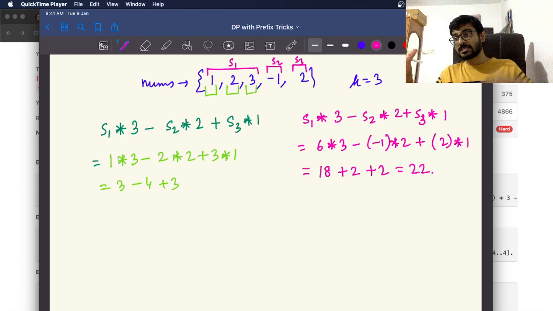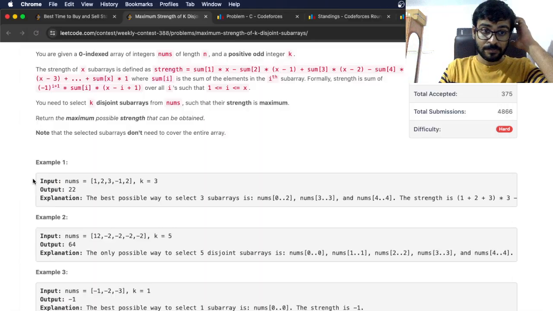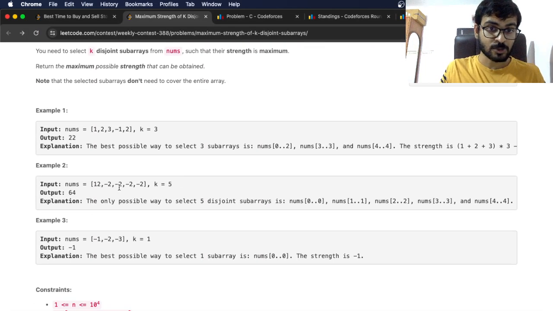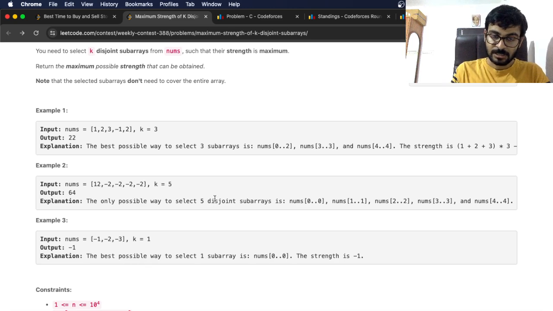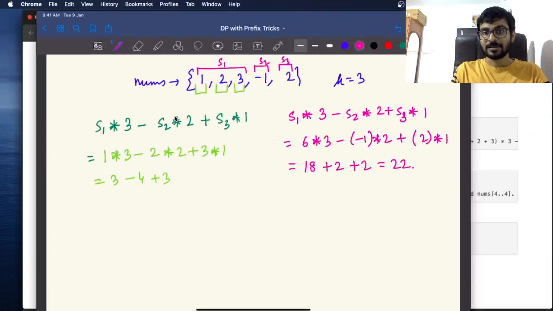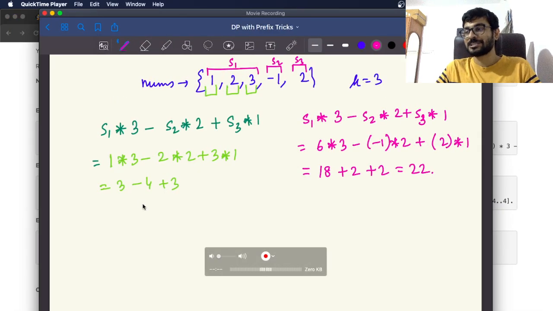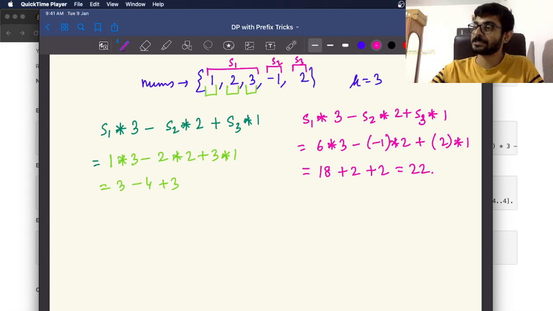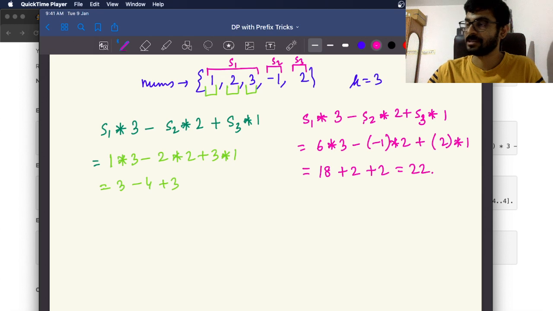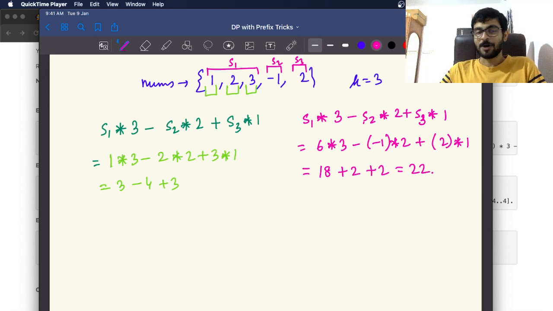But still, that may not always be possible. For example, in the second example, you see 12 minus 2 minus 2 minus 2 minus 2. You can't take this one in the first one and then all the minuses in the second one. Third one has to be given something because you have to assign 5 different subarrays. So that is not always possible, that you only choose optimally, you give all the positive ones to the best ones and negative ones to the poor ones. You can't do that. So you have to respect this particular parameter, that is k. So how do you solve this?